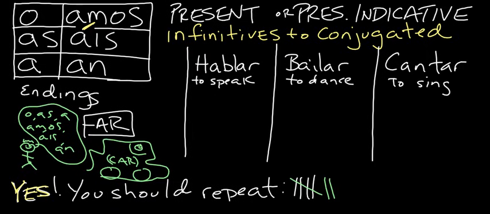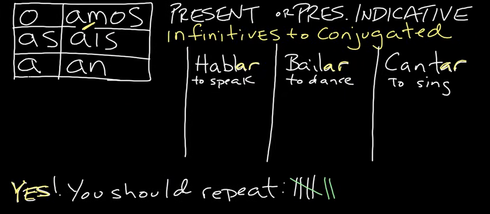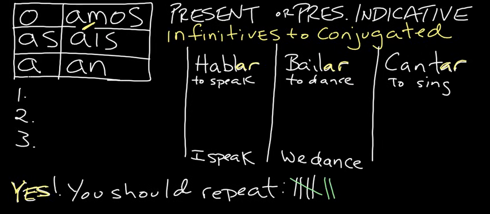And our goal is we need some kind of way. We need a process. We need some steps so that we can go from an infinitive and change it into a conjugated verb. So instead of saying to speak, which maybe is not that helpful, I want to say I speak or I do speak. Or to dance to we dance or we do dance. And to sing to she sings. You know, like my lady friend, Shakira. How do we do this?